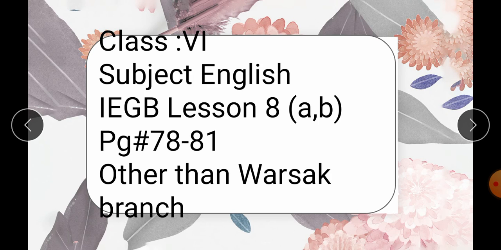Students, as you know, in the previous lesson I explained lesson number 8 part A, the simple present tense part 1. In that lesson I explained the affirmative sentence structure, the structure of negative sentence, and the structure of interrogative sentence. Then I explained exercise A and B. Now in this lesson I will explain the remaining exercise, exercise C of lesson 8 part A. And our next topic will be lesson 8 part B. So open your books on page 78.